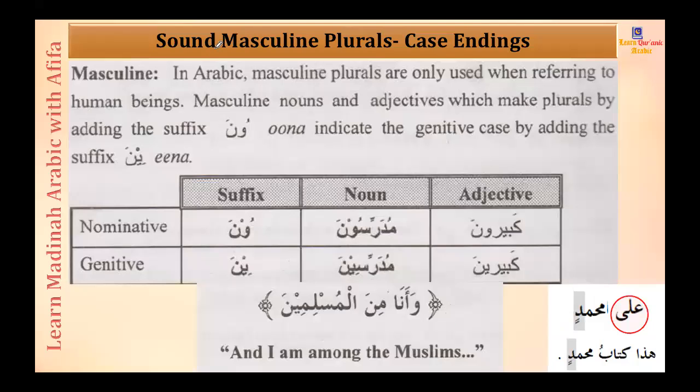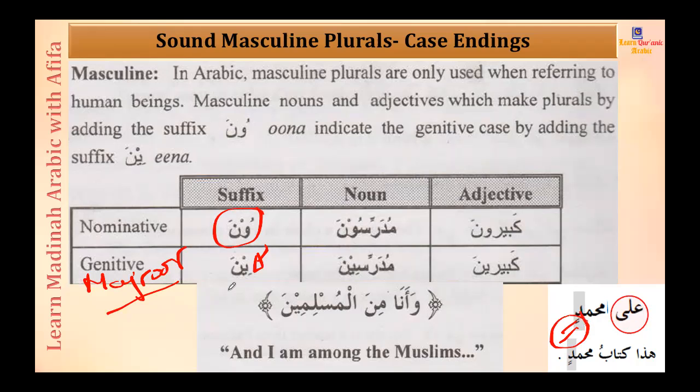Okay, now we discuss the sound masculine plural case endings. Before, we just studied the nominative case, or the marfu' case, with the una. So how do you make the genitive case, which is majroor, of a masculine plural? Very simple. Instead of the waw, you make it ya. See how this is different from what we just saw. In that case, ala came before the word Muhammad. Ala was a preposition. It put a kasra at the end of it.